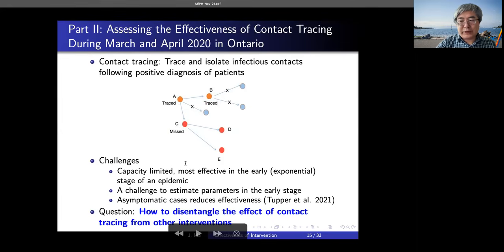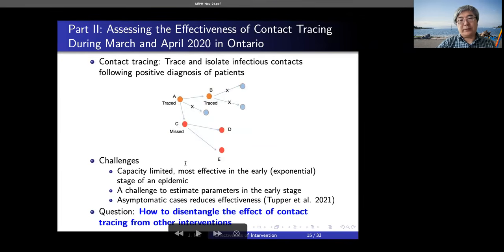For example, in China, in the early stage, it was a very strong control measure that actually controlled the epidemic in 2020. City lockdowns were only implemented in Wuhan, but most other places had this very strong control measure, contact tracing, implemented. Well, in North America, we have contact tracing, but we don't have very strong contact tracing. So that can make a big difference.